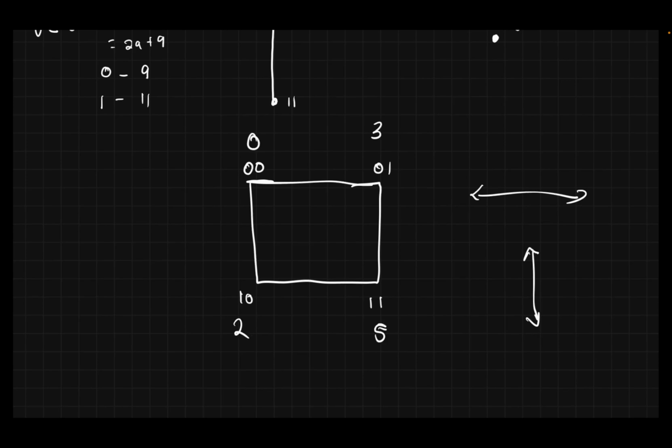Right? Yeah. 0, 0 is just 0. If I want to evaluate at 0, 1, that's just 3. If I want to evaluate at 1, 0, that's just 2. If I want to evaluate at 1, 1, that's just 5. Now the question is, how do we evaluate when it's not on the shape?